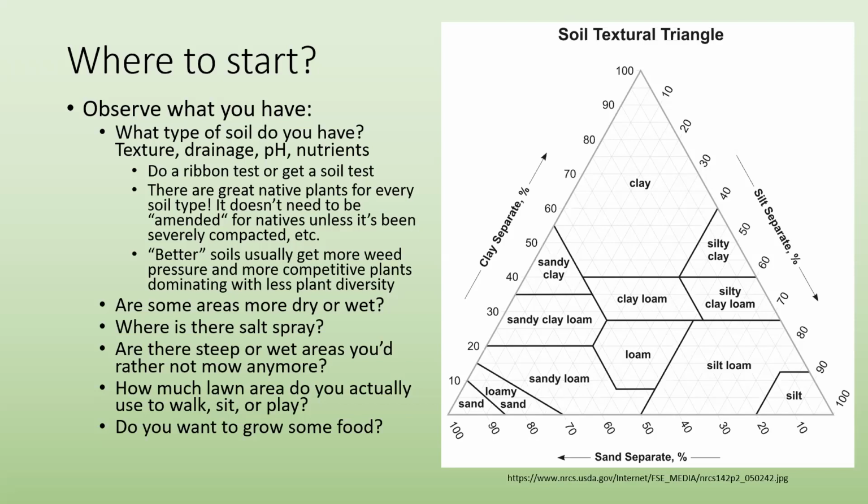Just thinking about what you want to do in the future. Are there steep or wet areas you'd rather not mow anymore? And how much lawn area do you actually use to walk, sit, or play in? And do you want to grow some food somewhere? Just things to think about of what you want to do in your garden.